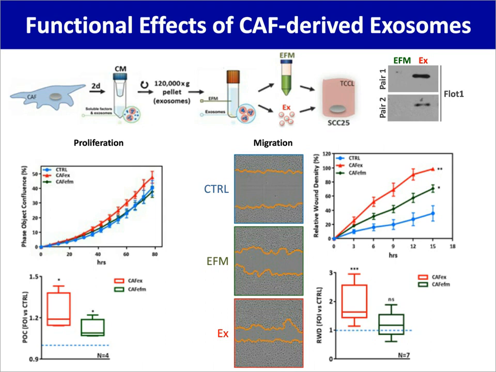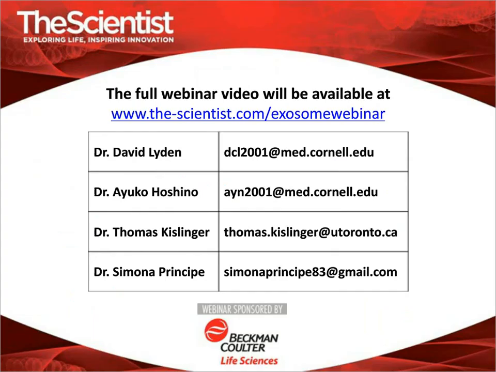The next question is for Dr. Lyden. You mentioned that up to 20% of cancer-derived exosomes can be found in the blood. So the question is, are blood-derived exosomes enriched for cancer? Would you be able to comment on that? So exosomes found in the plasma, the majority of them, as I mentioned, are from bone marrow-derived cells, such as megakaryocytes.